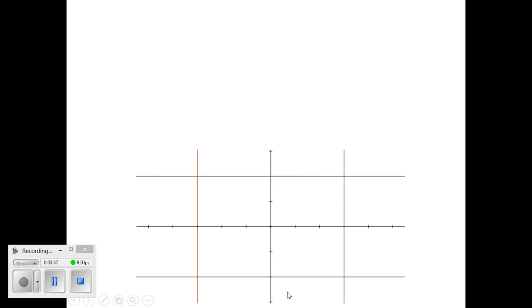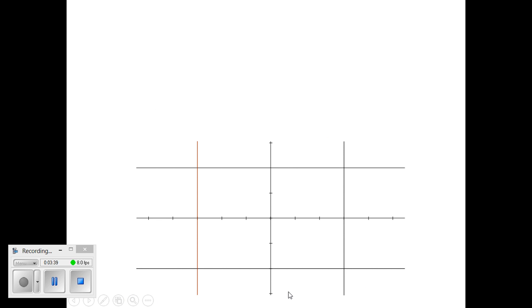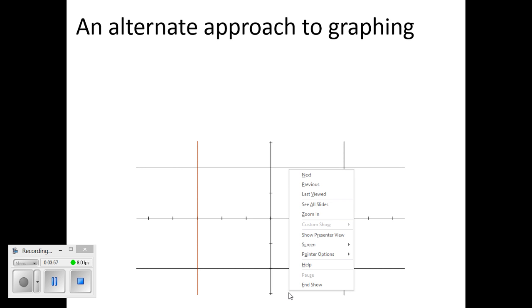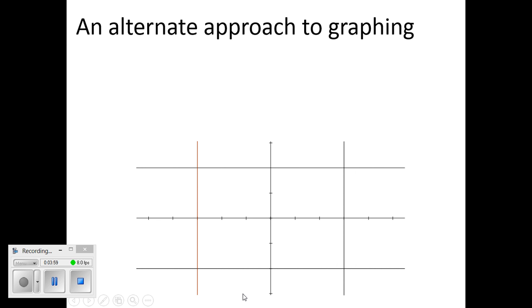Okay, there's a kind of neat alternate way of constructing these graphs. It's with a box. I think I mentioned this in a previous video. We just construct this box, and with the box constructed, we use the diagonals of the box as the asymptotes. So let's take a look at a particular example here, one that we've been looking at.